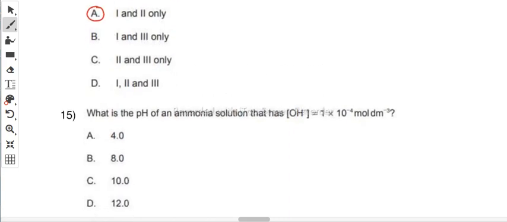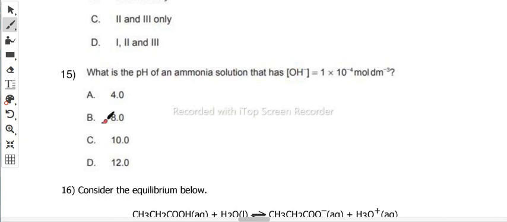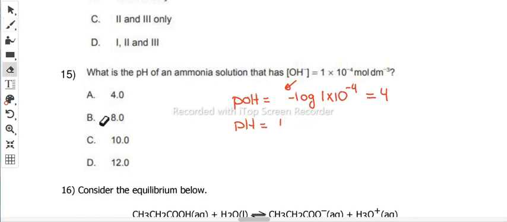Continuing with 15, what is the pH of ammonia that has a concentration of OH negative of 1 times 10 to the power of negative 4? We can start with the pOH, which is equal to the negative logarithm of 1 times 10 to the power of negative 4, so your answer is 4. Continuing with the pH, which is 14 minus 4, your final answer is 10. So it is definitely the C answer.